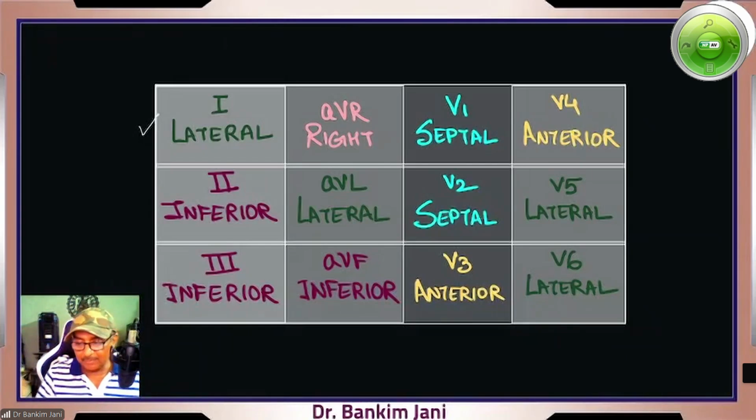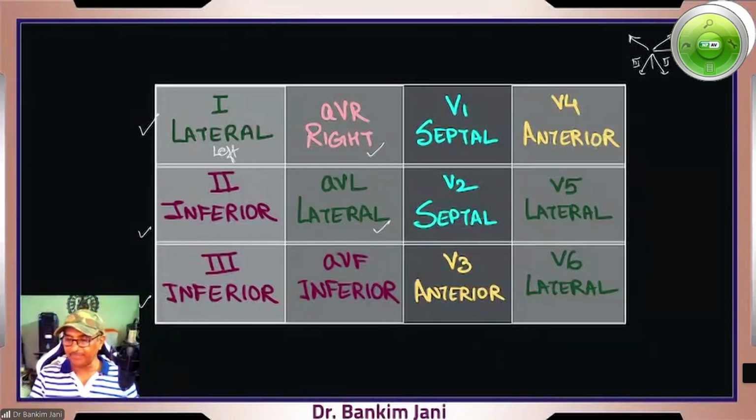Visualize. Lead 1, yes, lead 1. It watches the lateral side, the left lateral side. So this is justified. Then 2 and 3, inferior, absolutely. This is 2, this is 3. Yes, we are watching the inferior aspect. So this is also correct. AVR, right side, absolutely. AVL, lateral. So this is AVR, this is AVL. AVL is watching lateral, yes. And AVF, which was straight down, is watching the inferior.